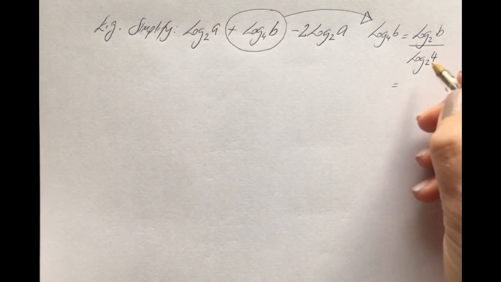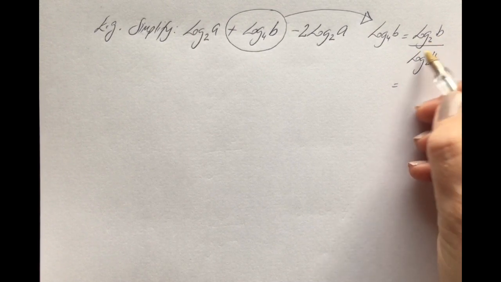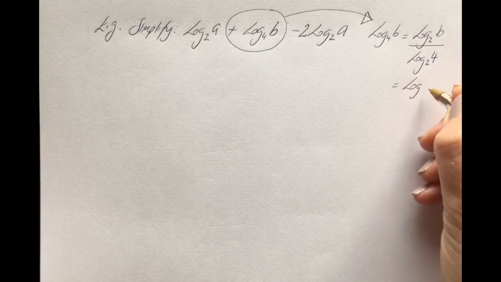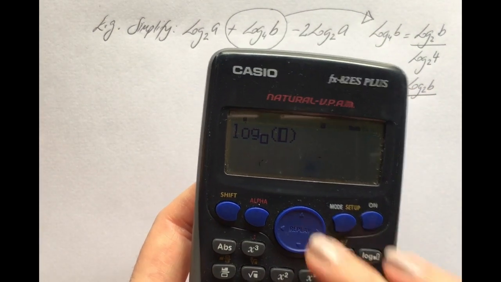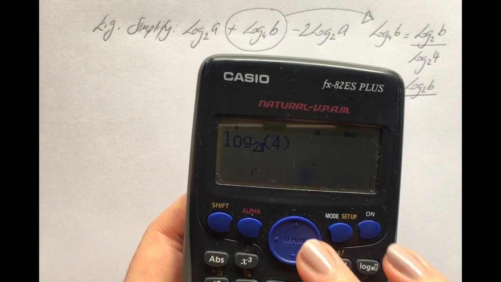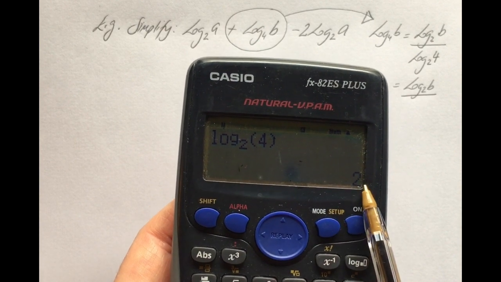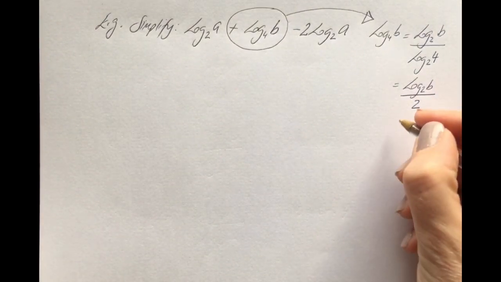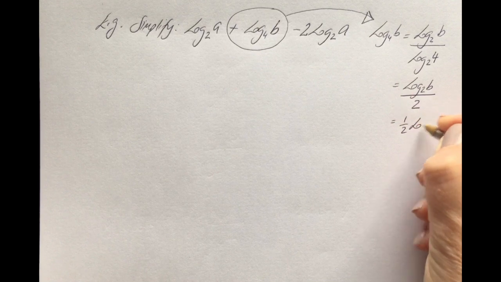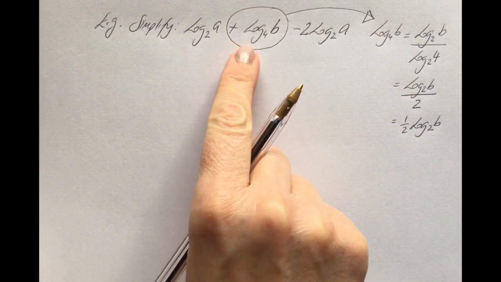Now, because this is all numbers on the bottom, there's nothing more I can do with log b in the base 2, but because I have log 4 in the base 2 on the bottom, I can evaluate that. Log 4 in the base 2 is equal to 2, because 2 to the power of 2 is equal to 4. So the answer, of course, is 2. Another way of writing that is a half log b in the base 2. So that's the way I'm going to put this back in here now.